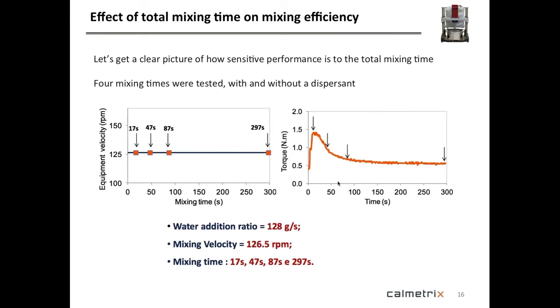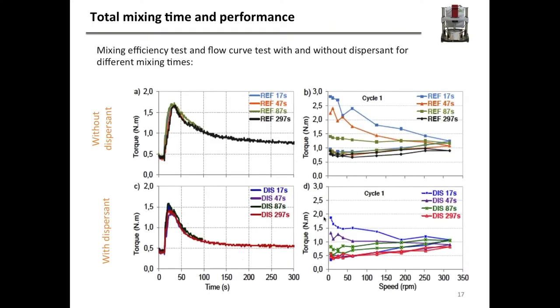So in this case, we indeed looked at different mixing times. Is it enough to do 17 seconds, 47, 87 seconds, or 297? And we looked at the case with and without a dispersant. For all of those, we used the same water addition ratio, so we were adding the water at the same flow. We used the same mixing velocity. With the rheometer, we did two sets of tests.